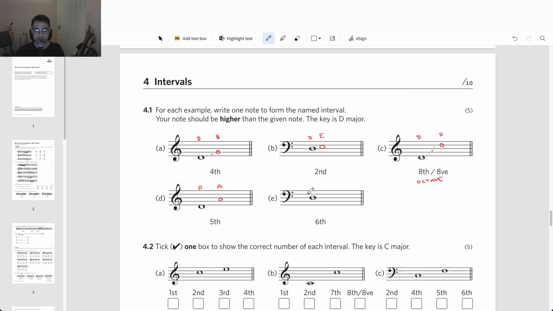Right, now a sixth. So the sixth note in the key of D major. 1, 2, 3, 4, 5, 6. From D, that's, if we count up the scale, D, E, F sharp, G, A, B. There it is. That's our sixth.